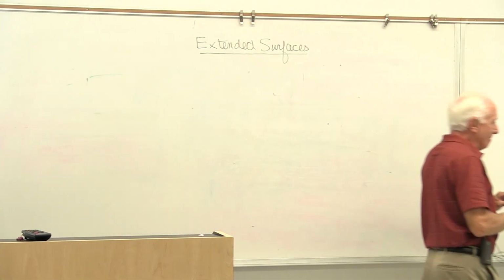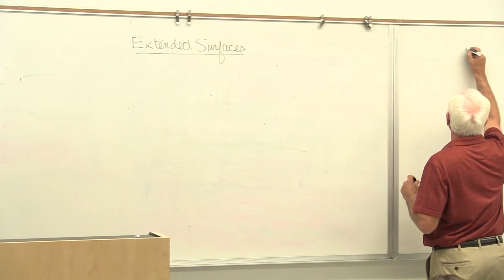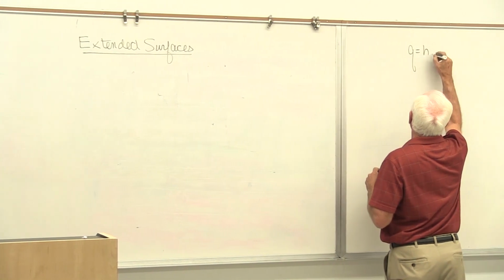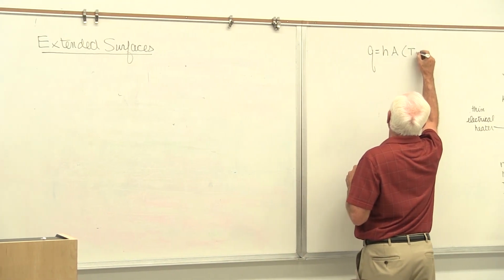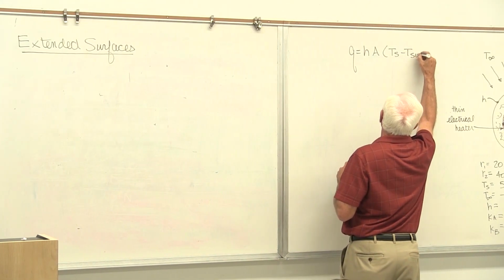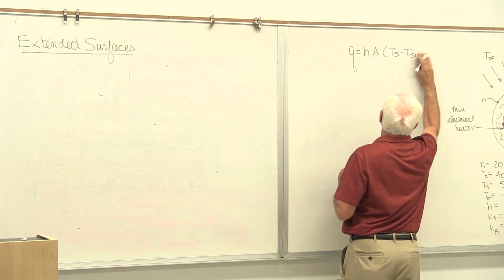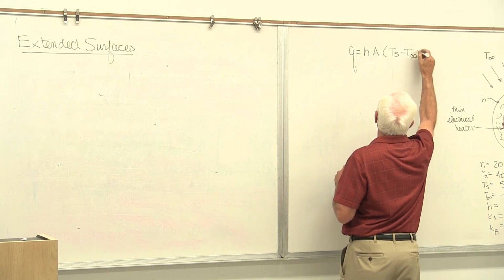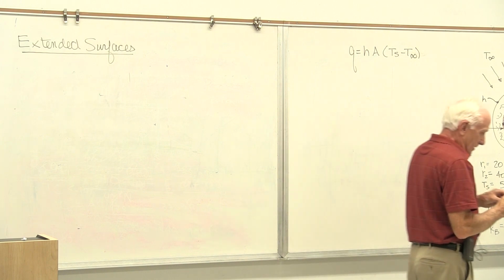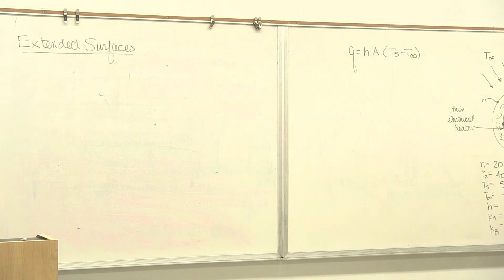Okay, let's look at the convection equation. Q equals h A times (Ts minus T infinity). And we know that for convection, if we want good heat transfer by convection, we go to Newton's law of cooling, chapter 1.